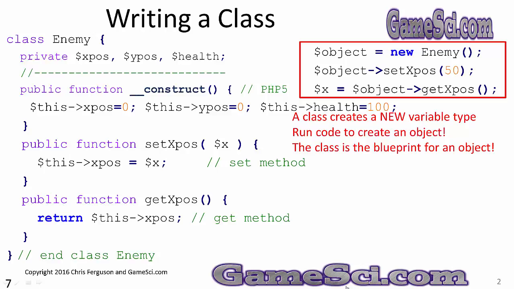Remember, objects are runtime entities. We're going to have to run the code to create the object. This object will not be created until the program executes. We're going to use the class enemy to build an object.